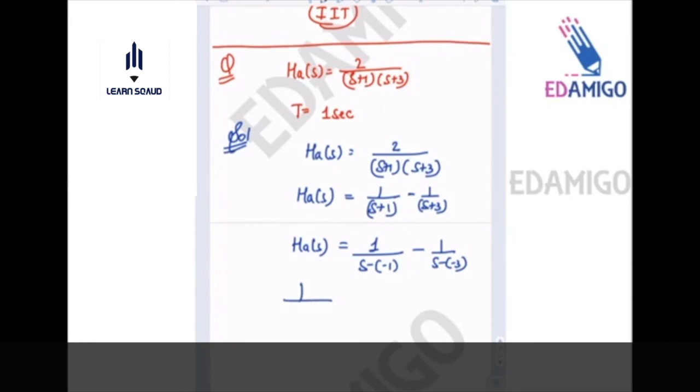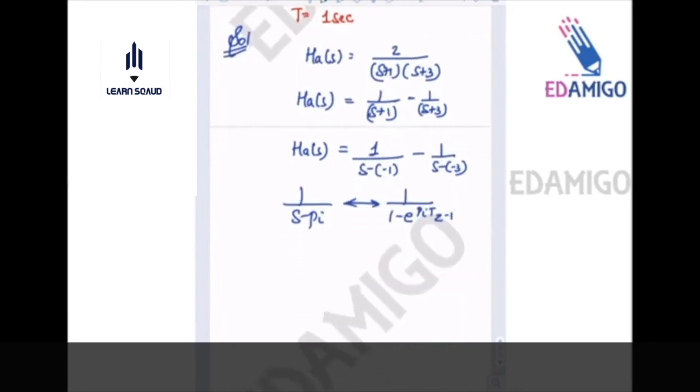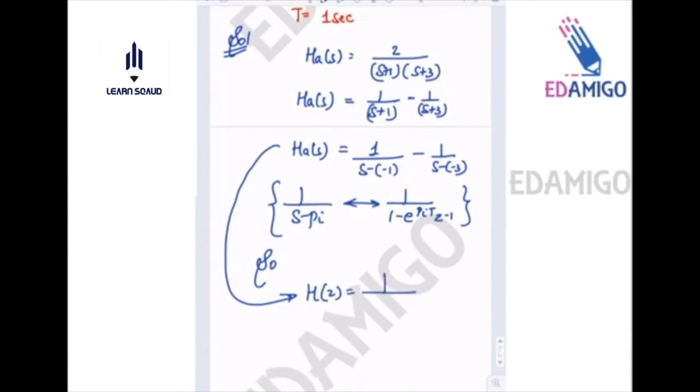Now for H(z), let me write the transformation for you. 1 upon s minus p is transformed into 1 upon 1 minus e to the power p capital T z inverse. This is the transformation formula. From this, we can say that H(z) is equal to 1 upon 1 minus e to the power minus 1 z inverse, because here P1 is equal to minus 1 and P2 is equal to minus 3. Capital T is 1 second, so here it is P1 into capital T, that is minus 1, and in the second part we have P2 into capital T, that is minus 3, z inverse.